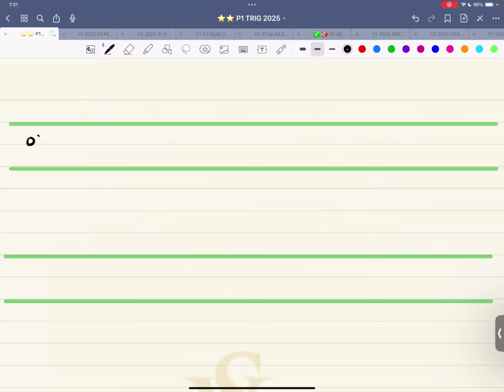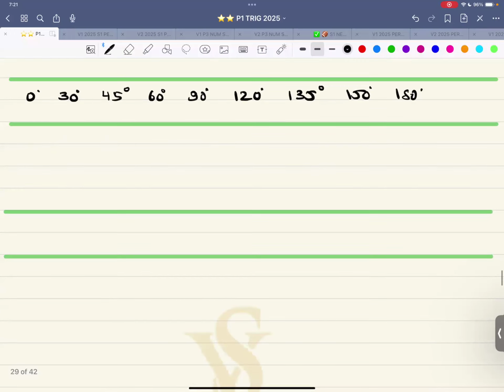Again, the same values 0, 30, 45, and then 60, and then 90, and then 120, and then 135, 150, 180. And then we have 210, 225, 240, 270, 300, 315, 330, and 360.